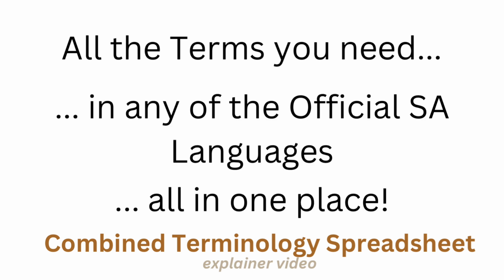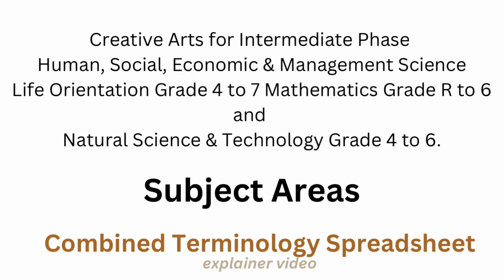all in one place. The list of terms covers subject areas taught in schools around the country, including creative arts for intermediate phase, human, social, economic and management science, life orientation, grade 4 to 7, mathematics, grade R to 6, and natural science and technology, grade 4 to 6.